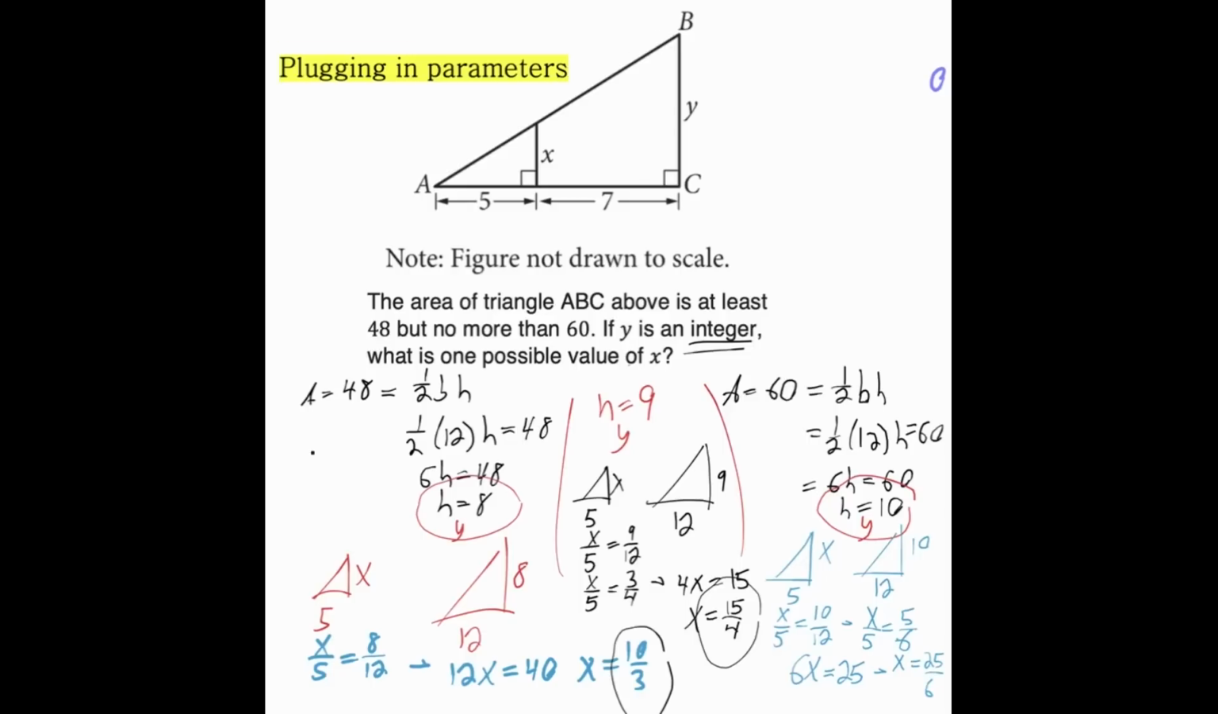And these are our 3 values for x. 10 over 3 is 1, 15 over 4 is another, and 25 over 6 is the third one.